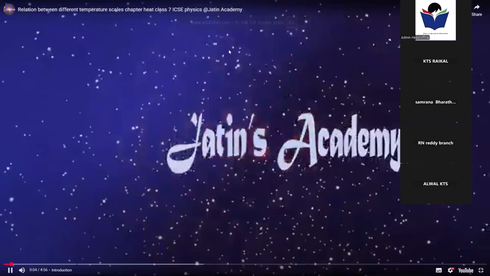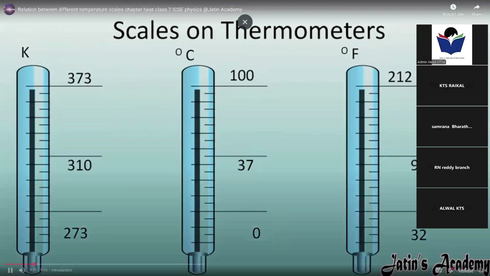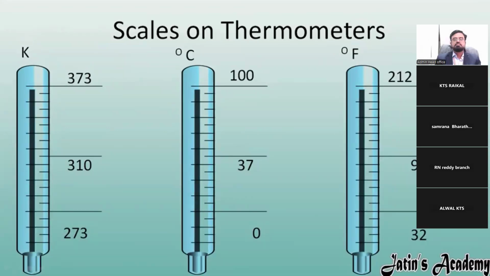Next, we are having scales on thermometer. As we have discussed about the 3 thermometers, that is degree Celsius, degree Fahrenheit and Kelvin, they all are having their upper fixed point and lower fixed point. And in a Kelvin scale, lower fixed point is 273, upper fixed point is 373 Kelvin.